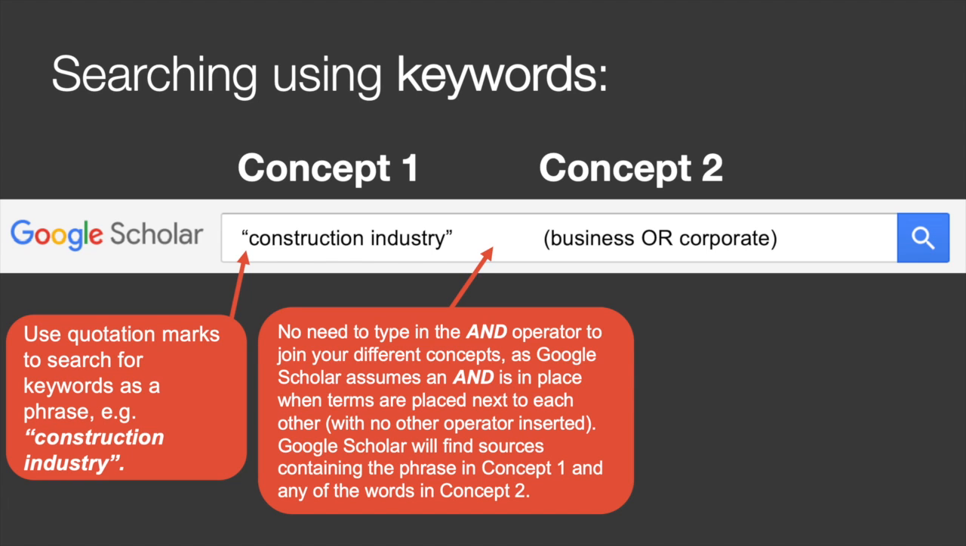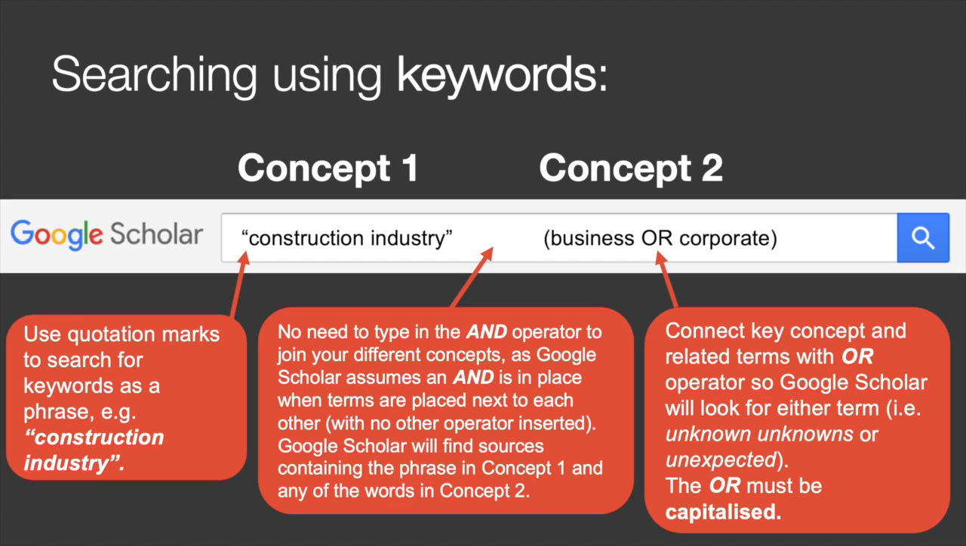You don't have to use the word "and" in Google. It automatically assumes that a space is equivalent to an "and". And you can group related concepts together in brackets and divide them up with the word OR. The OR has to be capitalized in order for Google to understand it.